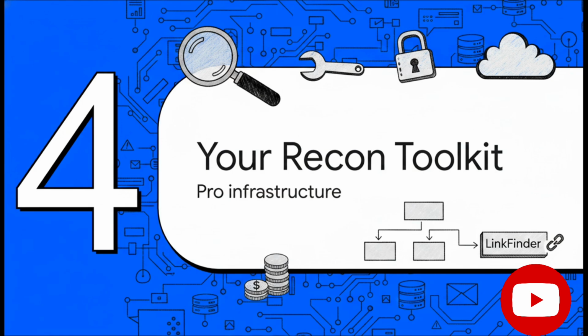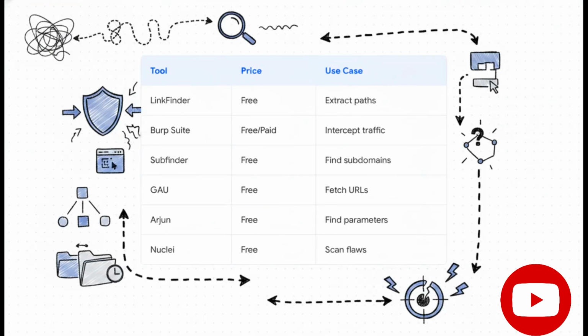Free and paid tools for professional infrastructure. To actually build a sustainable income stream in asset discovery, you really need an integrated suite of tools. It's like a giant puzzle. You've got LinkFinder for extracting the hidden paths, right? And you pair that with Burp Suite to intercept browser traffic in real time. We also just talked about SubFinder and GAU for discovering those corporate subdomains and fetching cached files.